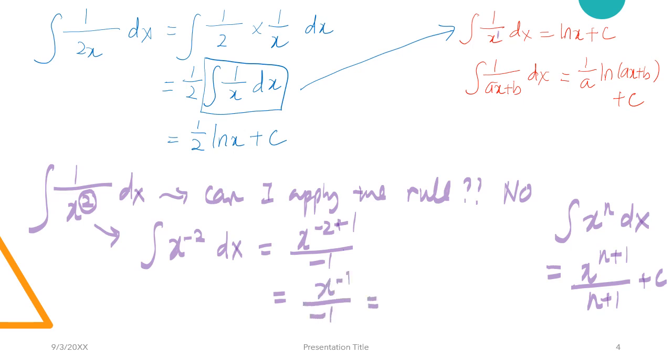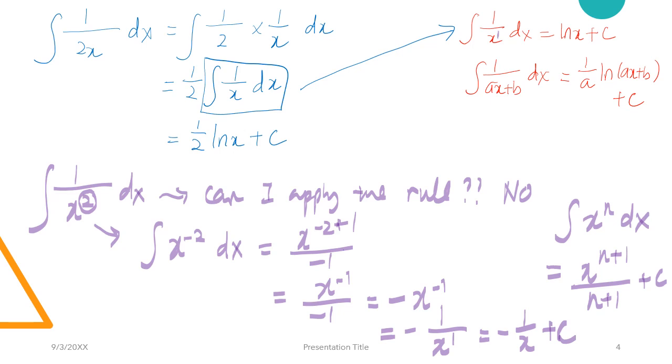You can put the negative 1. When you divide by negative 1, it's basically just negative x to the power negative 1. Then you convert your x to the power negative 1 into positive index, which is just 1 over x to the power 1. That gives you negative 1 over x plus an arbitrary constant c.